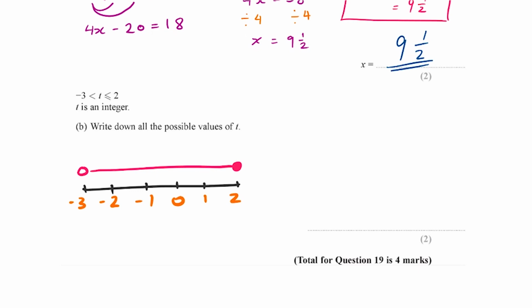It's not asking you to do that number line. You don't have to do that. It's just a way of trying to show which numbers are included. So you can see all the numbers there that are integers, the possible values of t. So -2, -1, 0, 1, and 2.